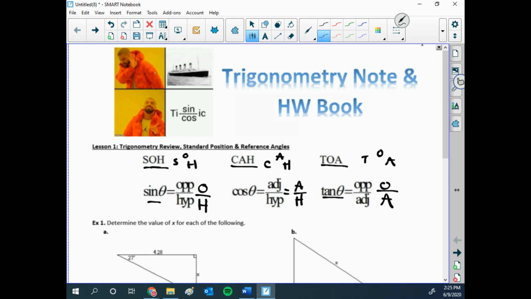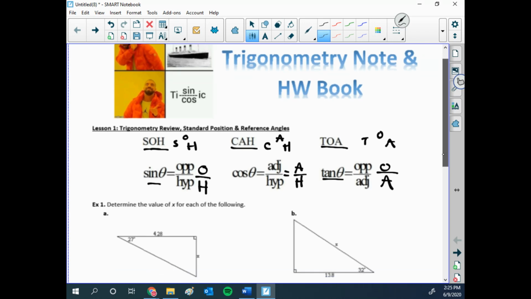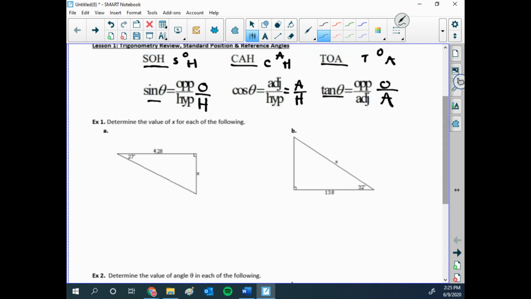We can use these formulas when we have a 90-degree triangle and we are trying to solve for either a side length or an angle, assuming that you're given certain pieces of information: either two side lengths, or an angle and a side length. So let's do a few quick review questions here. It says determine the value of x for each of the following.